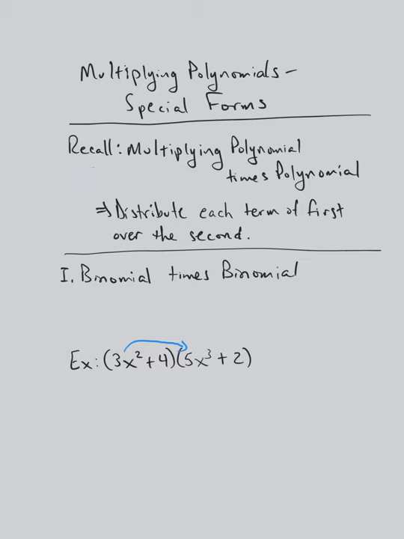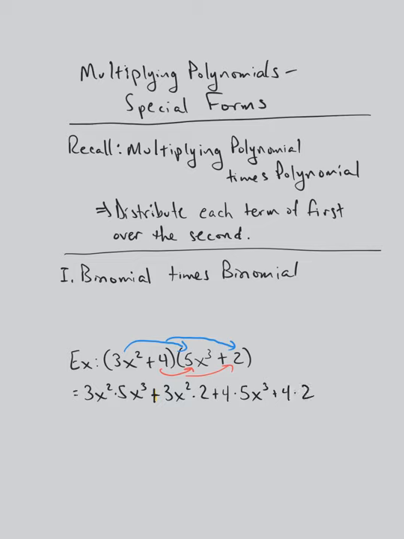So first I take that 3x squared and I multiply it by each term in the second. What do I get there? I get 3x squared times 5x to the third, plus 3x squared times 2. Now I've got my 3x squared distributed, so I need to distribute that 4 over these two terms. Then I'm going to have plus 4 times 5x to the third plus 4 times 2.